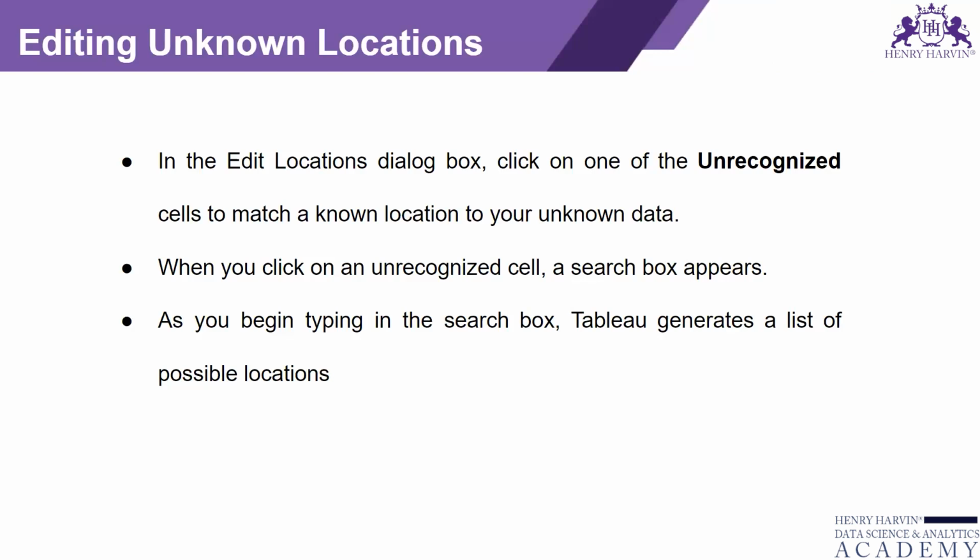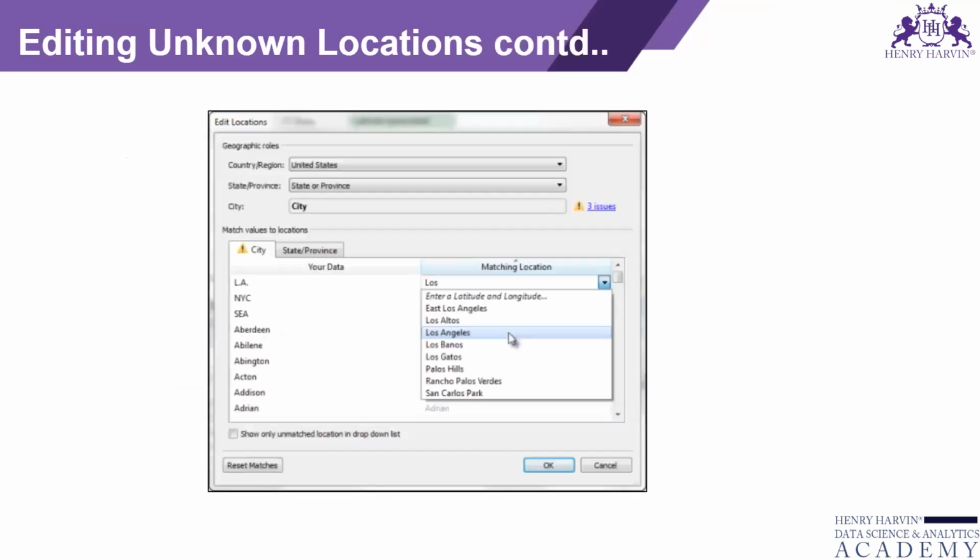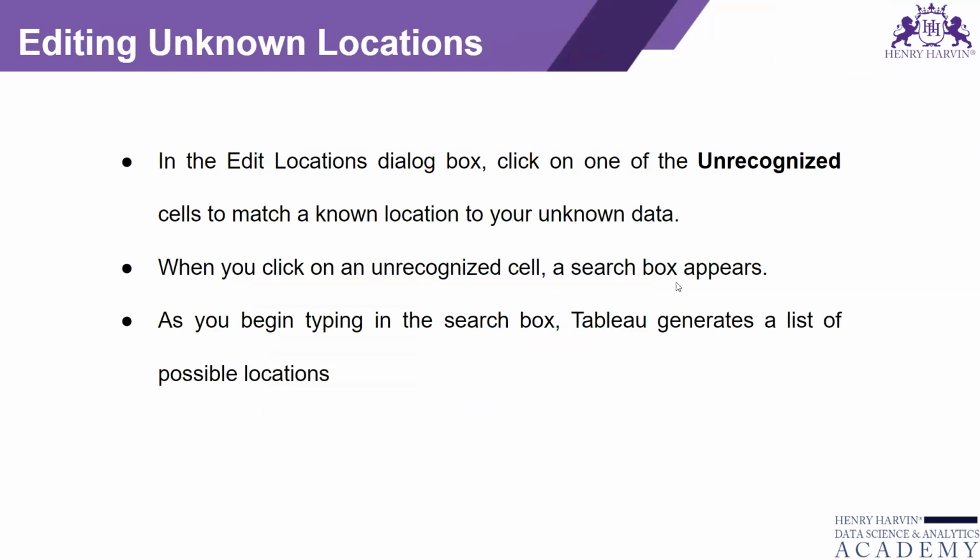In the edit locations dialog box, click on one of the unrecognized cells to match a known location to your unknown data. When you click on an unrecognized cell, a search box appears. As you begin typing in the search box, Tableau generates a list of possible locations. So suppose you have an unrecognized location in the map. You go to the edit locations dialog box and click on one of the unrecognized cells to match a known location in your data.